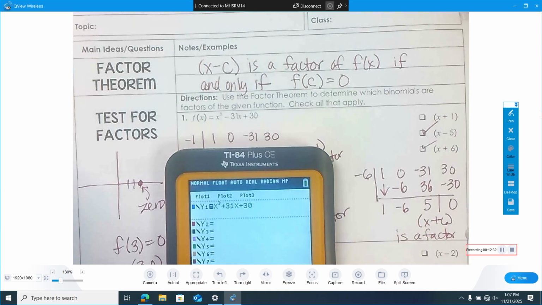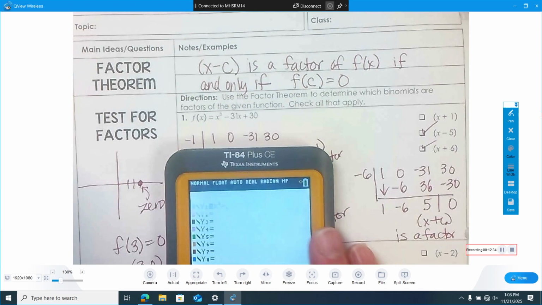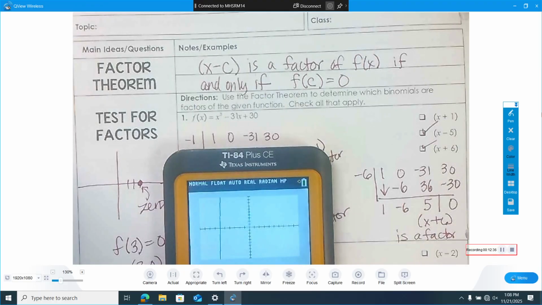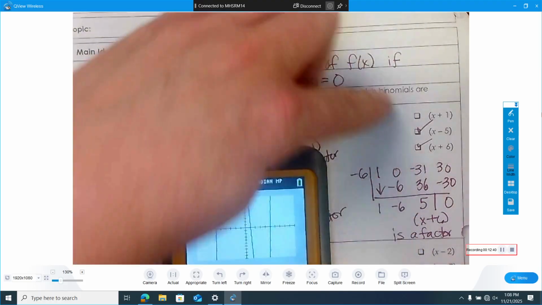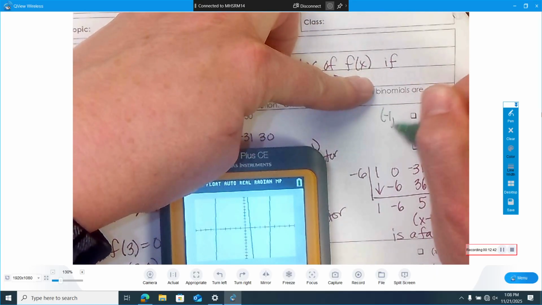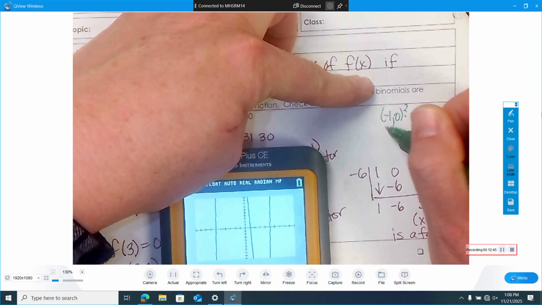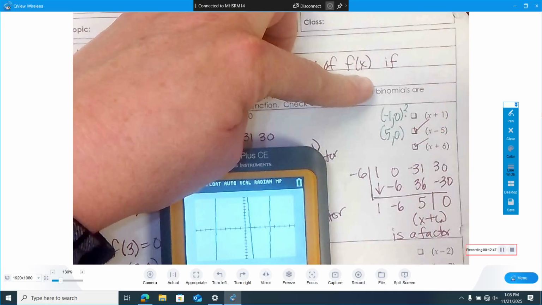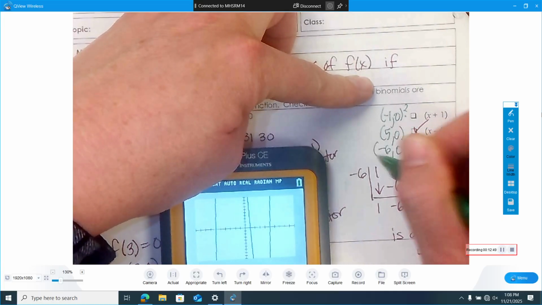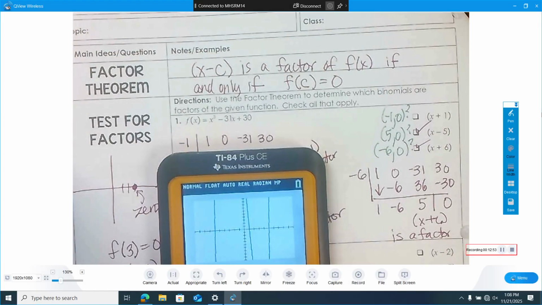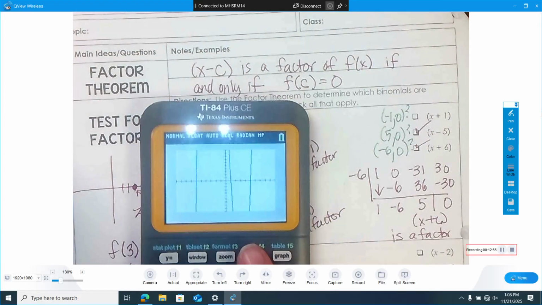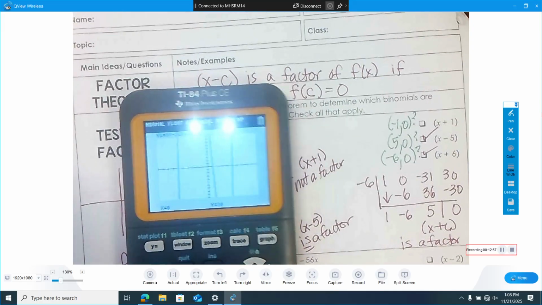Oh, that's a minus. Okay. We can do a ton with our calculators. And so, again, if I want to know if 1 is a factor, then the question is whether the ordered pair -1, 0, or 5, 0, or -6, 0 is on my graph. And I can use trace to double check.